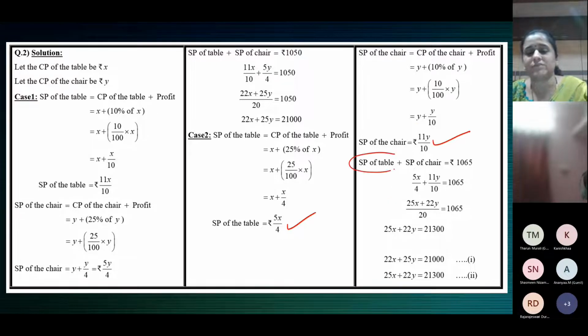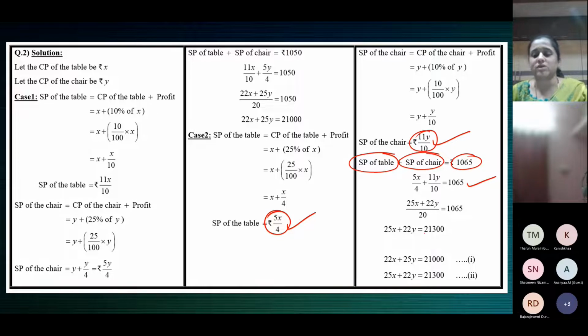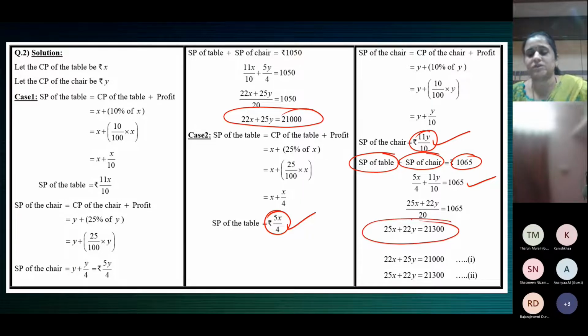Now it's given that the selling price of the table plus the selling price of the chair is 1065. That means 5x by 4 plus 11y by 10 is equal to 1065. LCM cross multiply and get the other equation. So this is the first one. And this is the second one. LCM cross multiply and you get this equation.